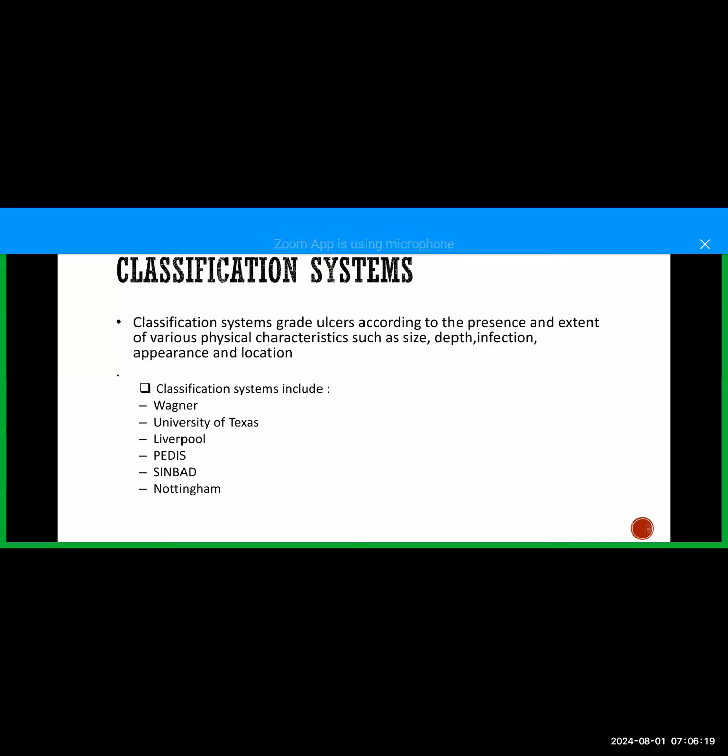Then classification systems. There are several classification systems to classify diabetic ulcers. We basically talk about size, depth, infection, appearance and location. These include the Wagner staging system, which is the oldest, the University of Texas staging system, Liverpool staging, and the PEDIS staging, which stands for perfusion, extent, depth, infection, and sensation. That's an acronym; the PEDIS system was developed by the International Working Group on the Diabetic Foot. Then the SINBAD staging system, which is site, ischemia, neuropathy, bacterial infection, area and depth, and the Nottingham staging system.